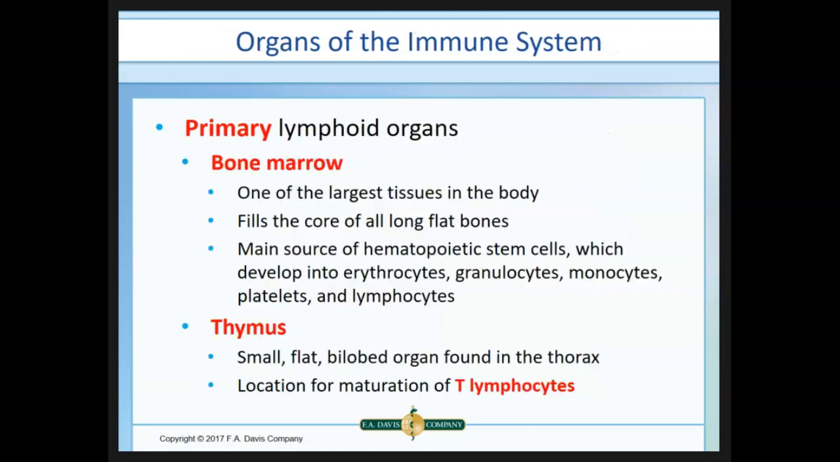All right, now we're going to talk about the organs of the immune system. We have the primary lymphoid organs, and there are only two of them: the bone marrow and thymus. Those are the primary lymphoid organs. The bone marrow is one of the largest tissues in the body. It fills all the core of the long, flat bones, and it's the main source of hematopoietic stem cells.